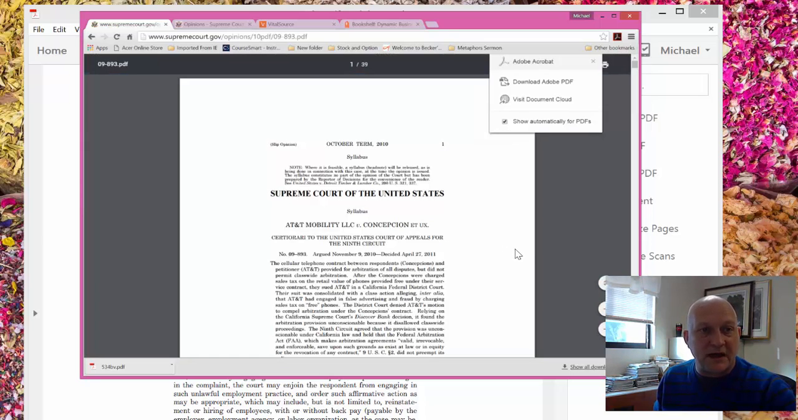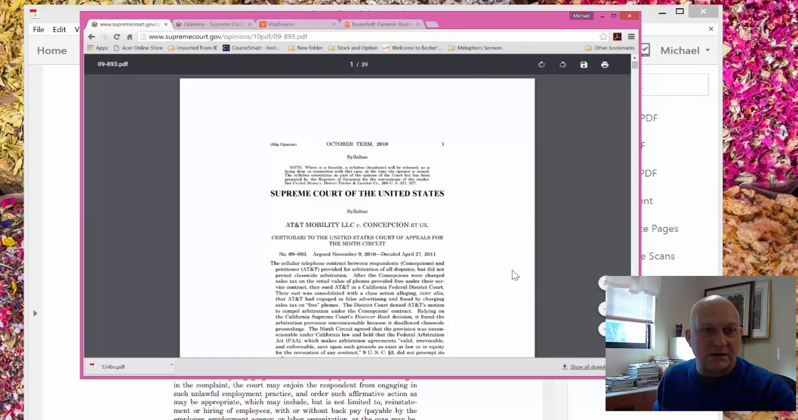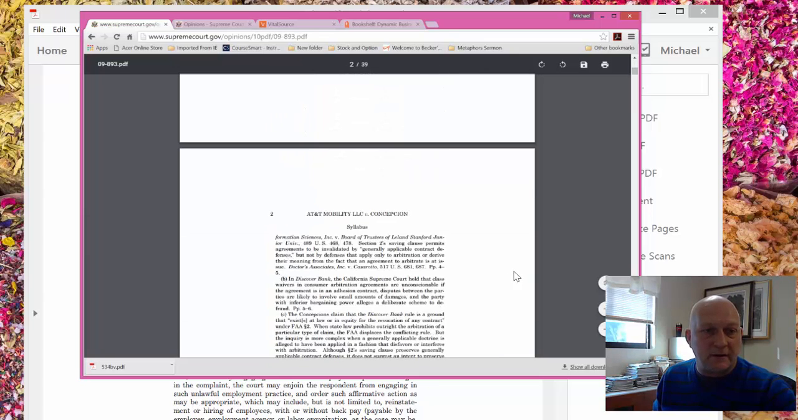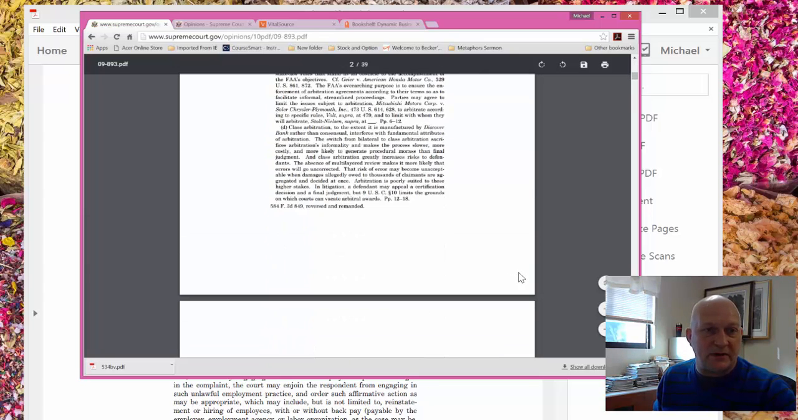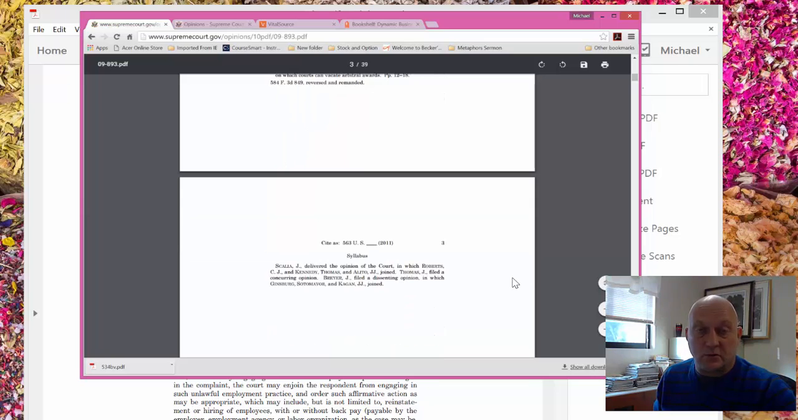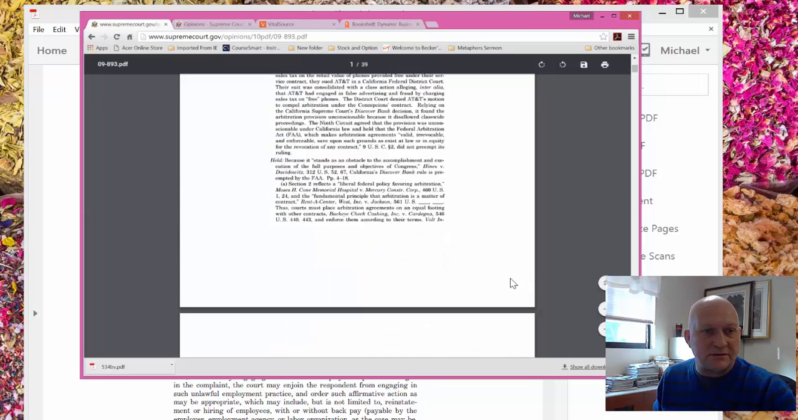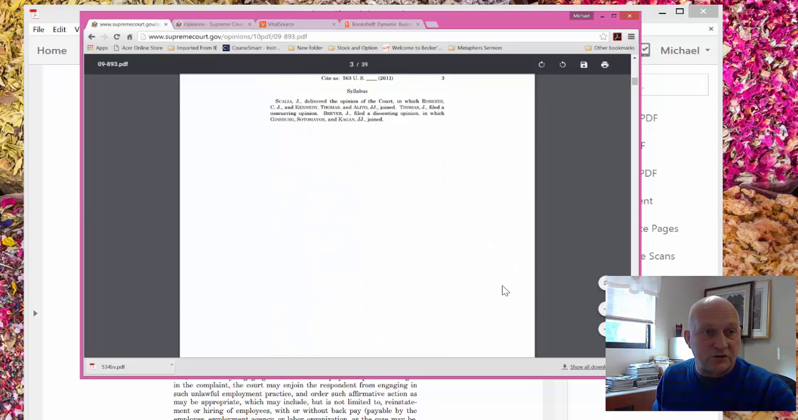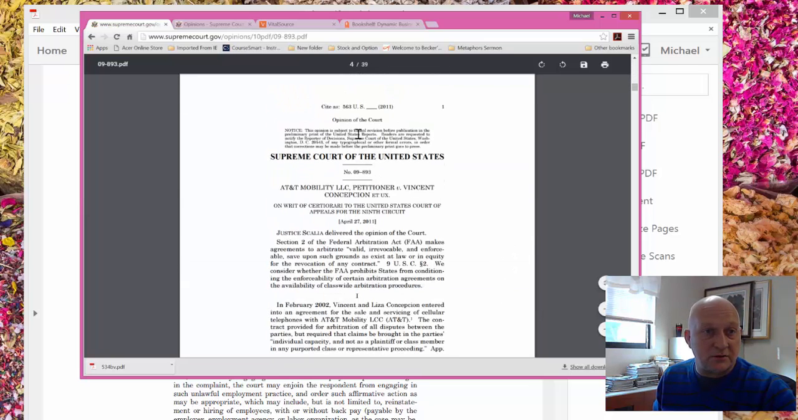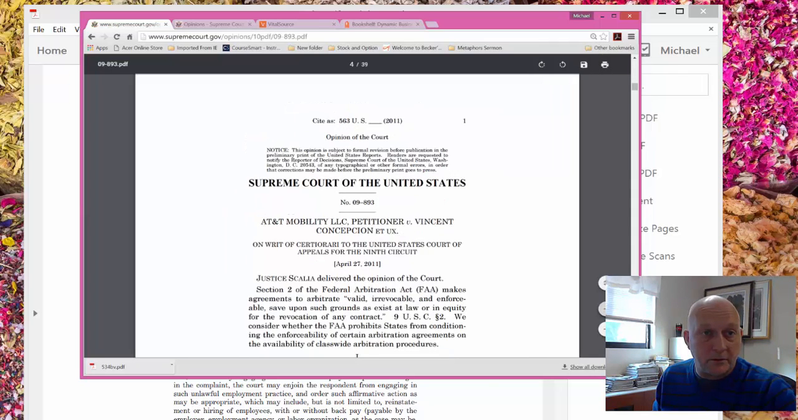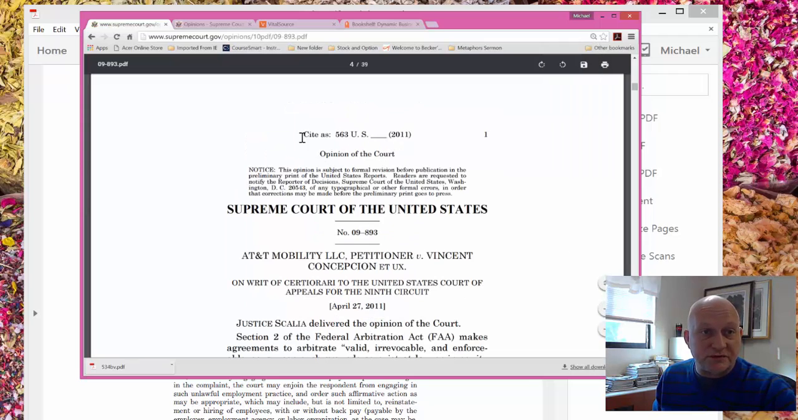This is the full text of the opinion. This is a PDF, but the way it's formatted is because this will go into a book. And in fact, now we can see the actual citation of the case. We can see the actual citation right here at the top of this page. Let me zoom in on this a little bit. So here's the actual citation of the case.